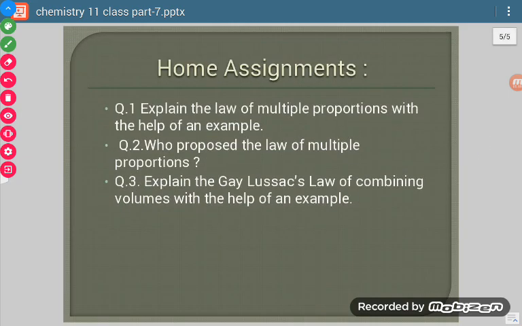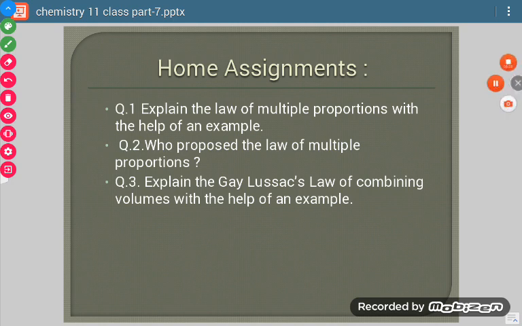Now these two laws you have done today. So this is the assignment for you. You have to do it.